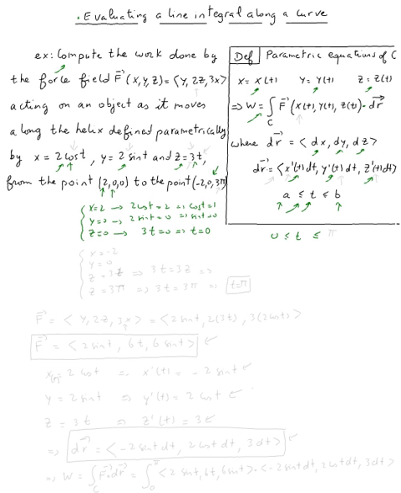The end point will be (-2, 0, 3 pi). So that means x equals -2, y equals 0, z equals 3 pi. Again, the easiest one will be 3 pi. We know z is 3t, and z is equal to 3 pi, which means 3t equals 3 pi, which means t equals 3 pi over 3, which is pi. So t goes from 0 to pi.